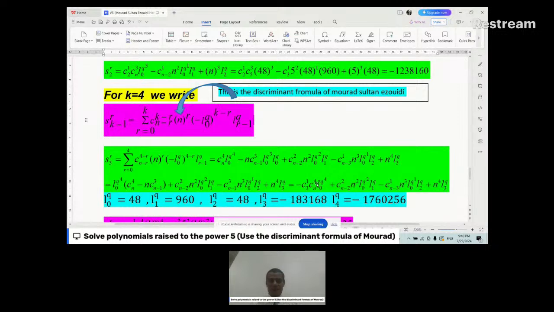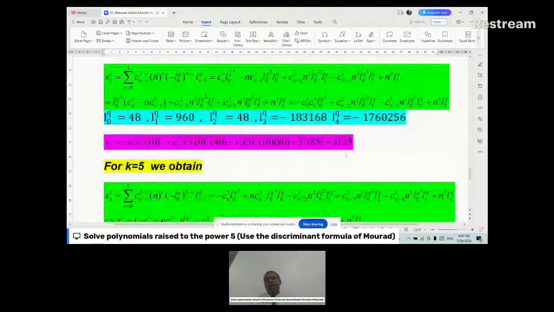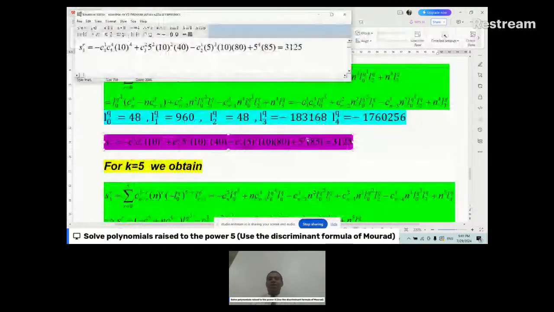Okay, this one, you see, this is S3. This is its general formula for any nth polynomial equation you are going to work with. Now, learners, I'm going to focus on this. I will replace L0 with 48 and L1 with 960 and L2 with 48 and L3 with negative 183,168.